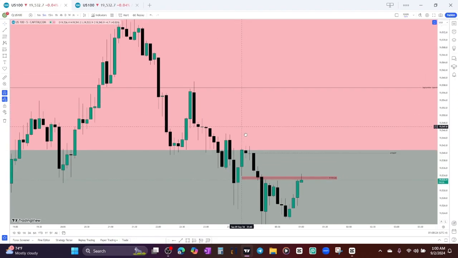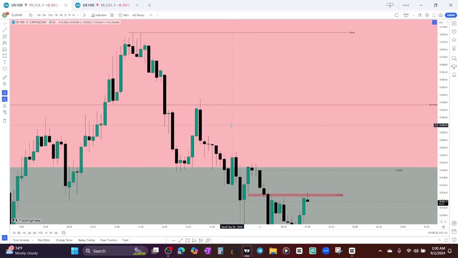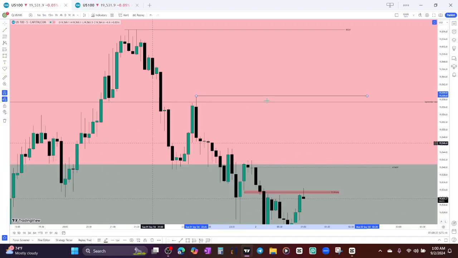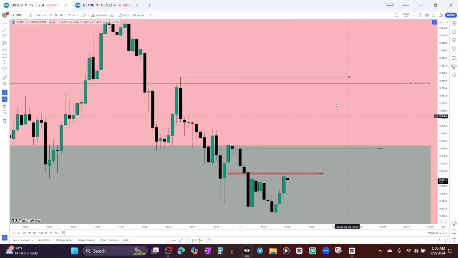Along the way, I do see some potential profit taking targets. Here we have some buy side liquidity, about halfway. You have some more relative equal highs here.